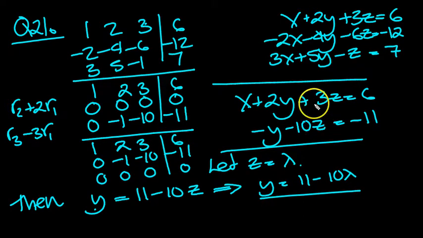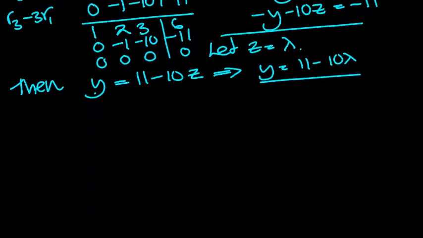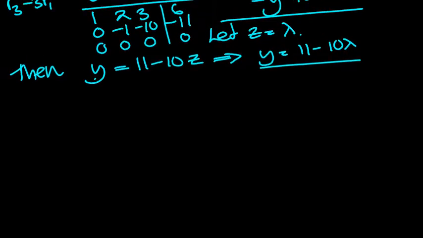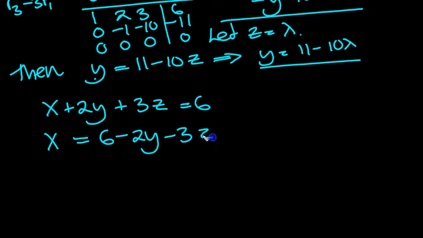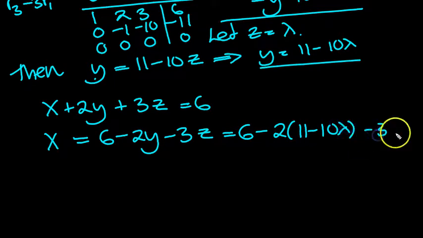And also then we can get x. So let's give ourselves a bit more room. So there's the x. Also x plus 2y plus 3z is equal to 6. So we've got x is equal to 6 minus 2y minus 3z. And that's equal to 6, take away 2 lots of 11 minus 10 lambda, minus the 3z, and z is the parameter lambda.